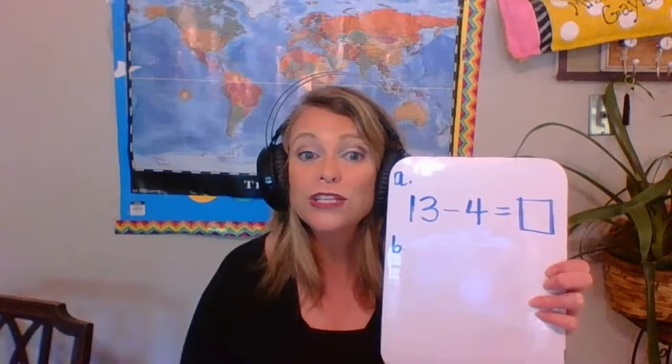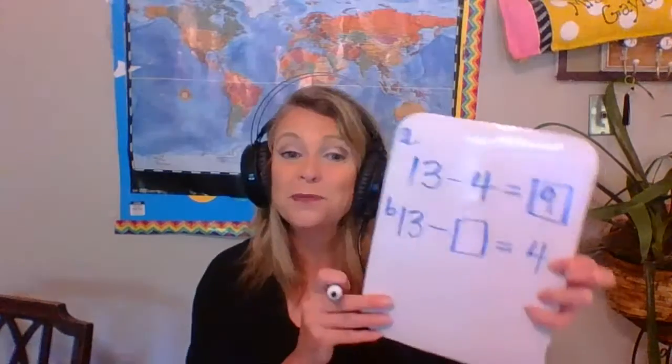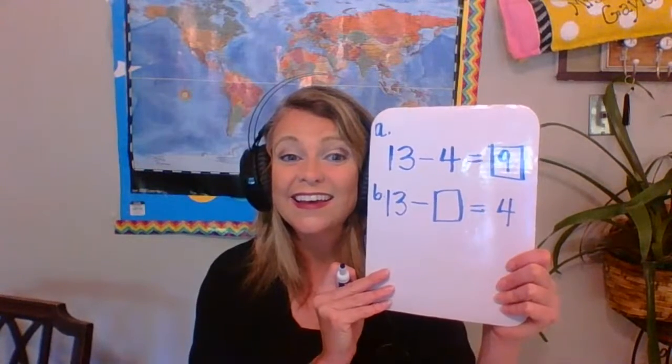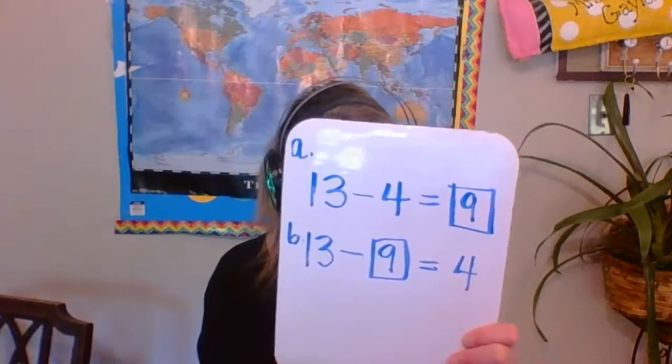Now, there's another way to write this. So what would be the answer? 13 minus 4. One of your facts you need to know, it would be 9. Good. Another way to write this would be 13 minus what equals 4. Again, this is part of the fact family, the second way to write the same problem, and your answer is 9. Another way we could answer this would be 4 plus what equals 13.